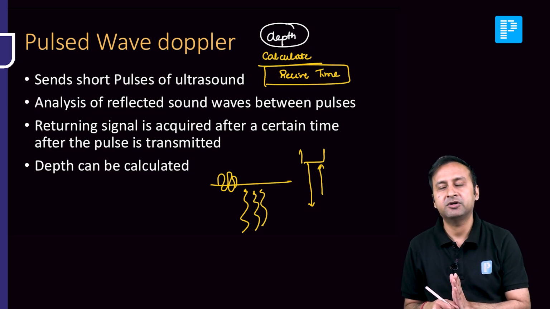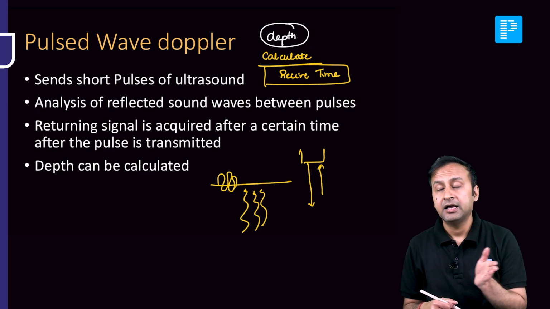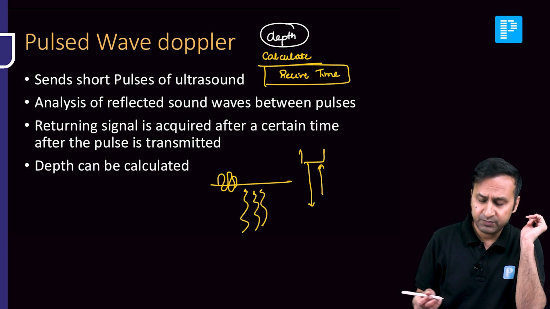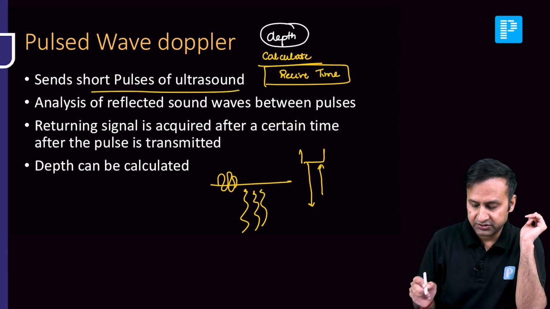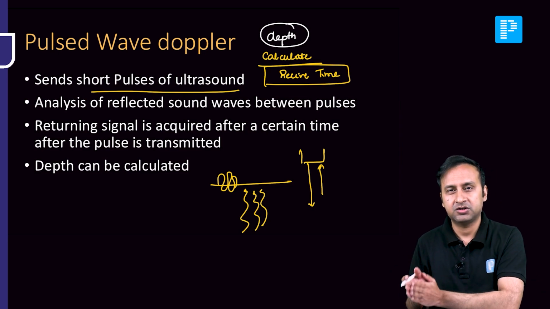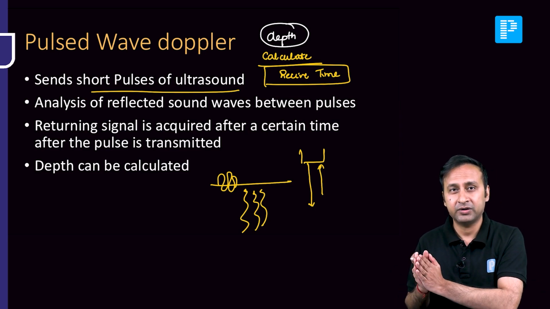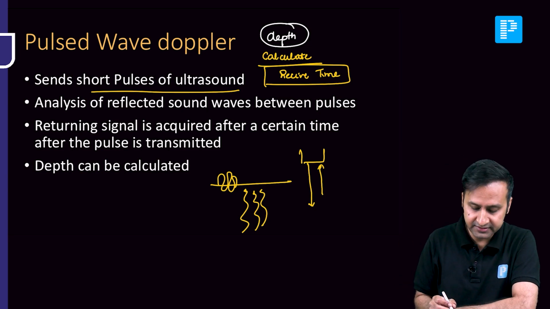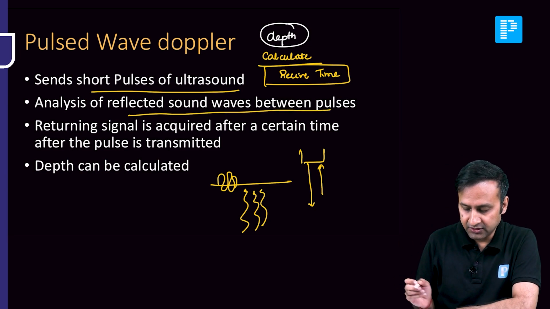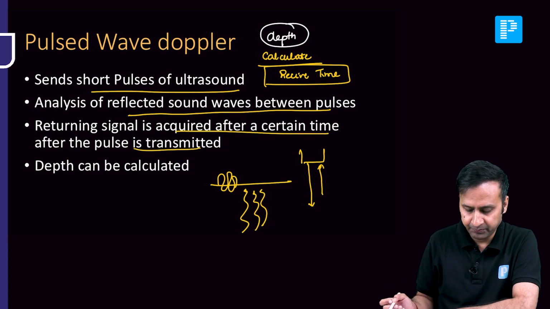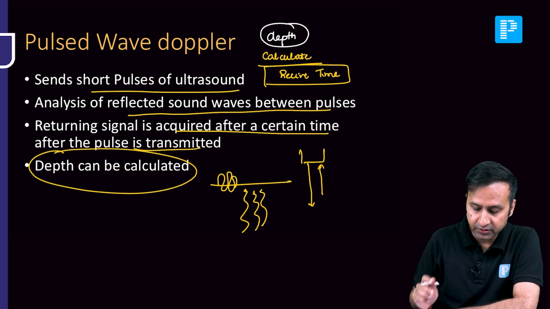For getting an accurate measurement, we'll have to shift our technique. We'll have to do something else. We'll have to add a pulse mode sonography. So what is pulse wave Doppler doing? It sends short pulses of ultrasound, after which there is a receive time. The time is given for the ultrasound beams which are reflected back to get received by the transducer, and the transducer will take time to analyze them. So we have to analyze the sound waves between the pulses. The returning signal is required after a certain time, after which the pulse is transmitted. That is what we've already told. And thus we can actually calculate the depth.